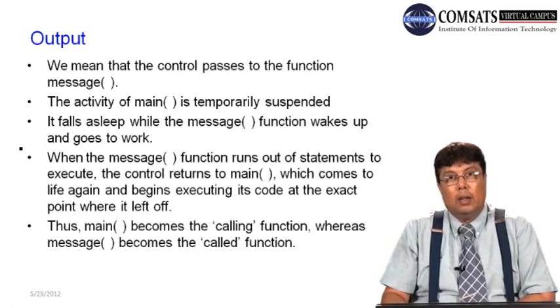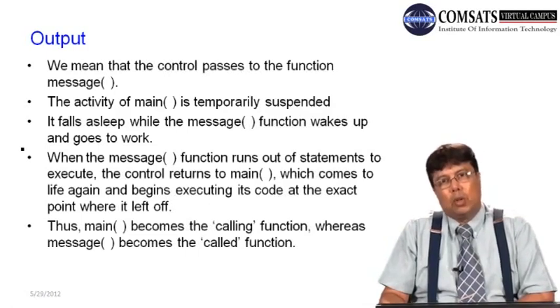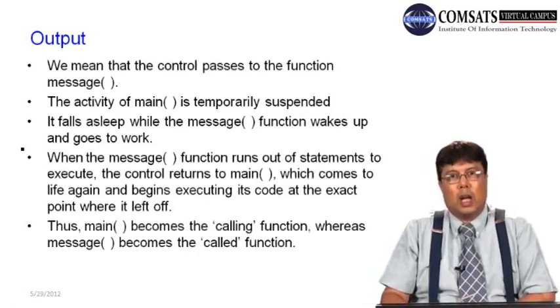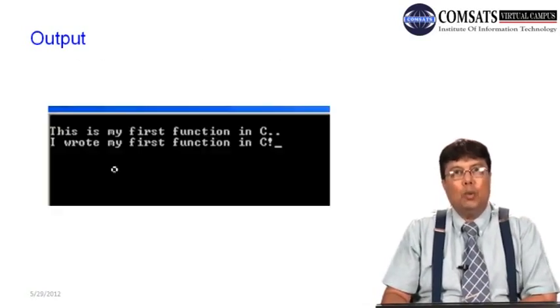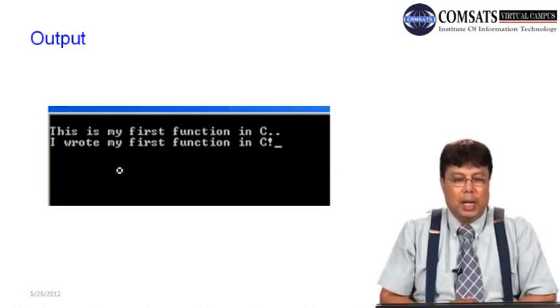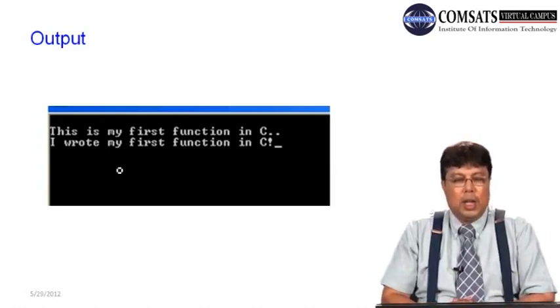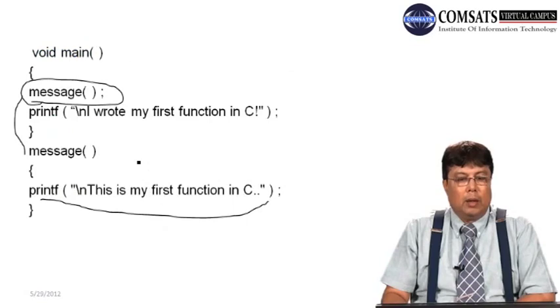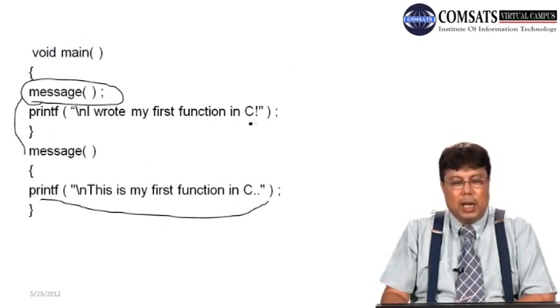Once it is stopped, it again goes to sleep, and the control is transferred back to the main function. So what do we have in the output? In the output, we have two statements: This is my first function in C, and I wrote my first function in C. Okay, be careful. In our main program, we say I wrote my first function in C, and in the message I said this is my first function in C.